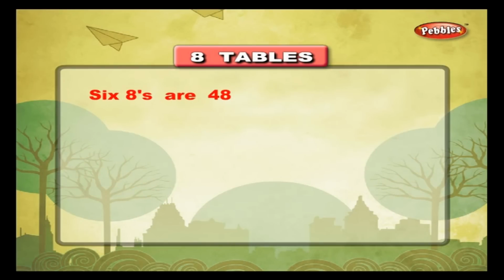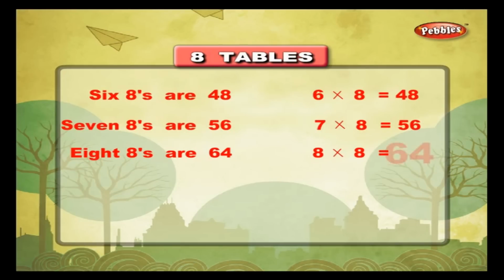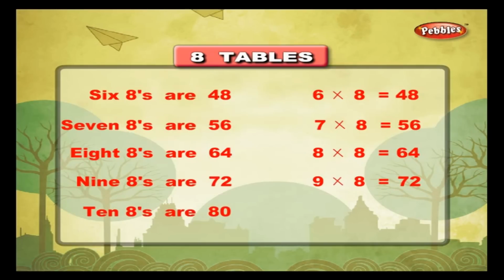6 eighths are 48. 6 into 8 is equal to 48. 7 eighths are 56. 7 into 8 is equal to 56. 8 eighths are 64. 8 into 8 is equal to 64. 9 eighths are 72. 9 into 8 is equal to 72. 10 eighths are 80. 10 into 8 is equal to 80.